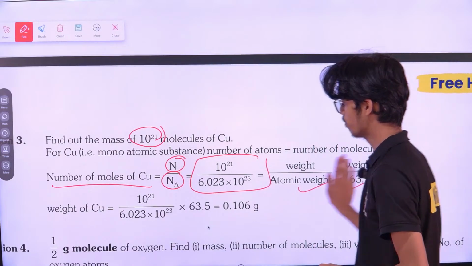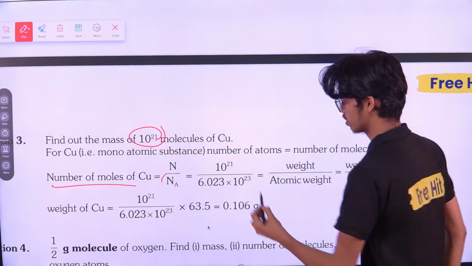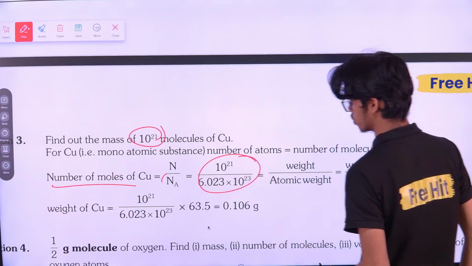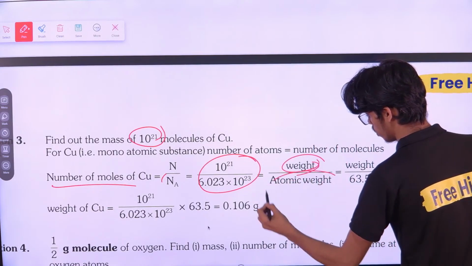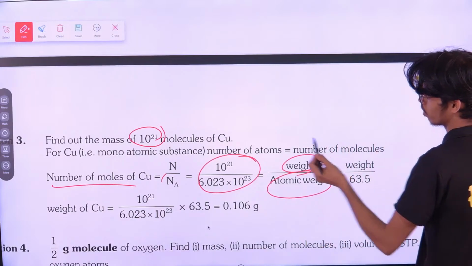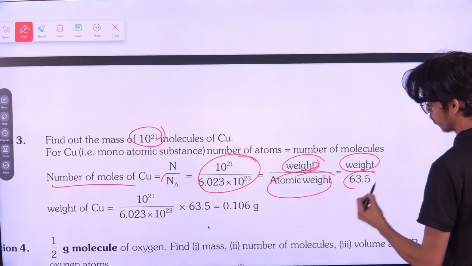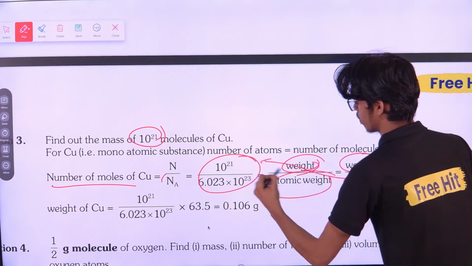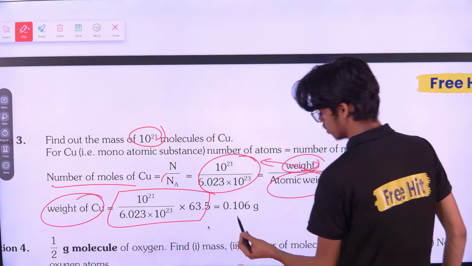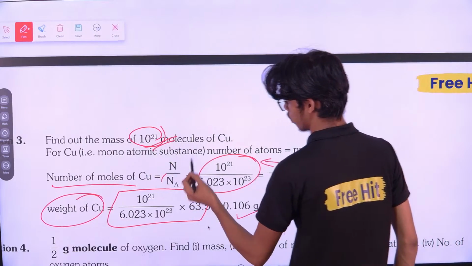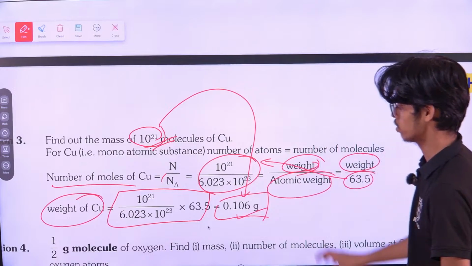Got it? And remember, whatever the value that you are getting, this is the number of moles. So mole is equal to given mass upon atomic weight, because copper is not a molecule, it's an atom. So you divide given mass upon 63.5. Then you multiply this number, so you'll get the weight of copper in this much number of molecules. For this number of particles, this much number is the weight. Understandable? So this is how you find it out.